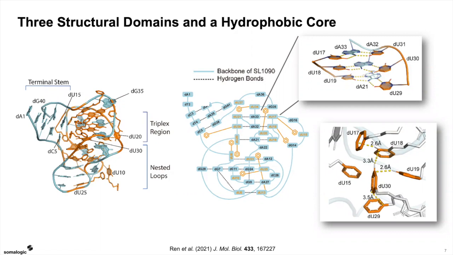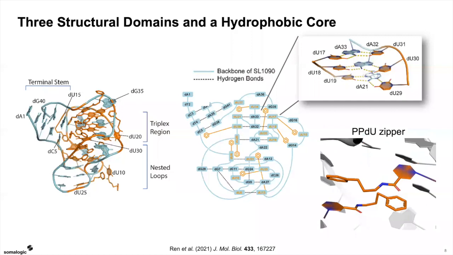And the structure itself can be divided into 3 parts. There's the terminal stem, which just has a few Watson-Crick base pairs. And then there is this triplex region where the bases are hydrogen bonding to form base triples. And the mods associated with those bases are forming that hydrophobic core that I just mentioned.